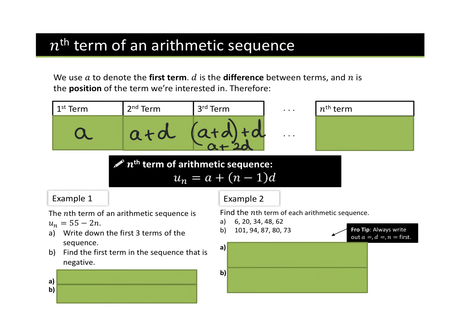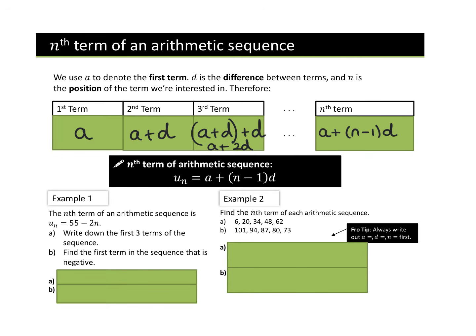So, our nth term, which is the last term of the sequence, or any term of the sequence, is a plus 1 less than that term, multiplied by d. Now, you just have to know this formula. You do not need to know this formula. It's in the formula book, but you will probably end up memorising this formula, even though you don't need it, just because you do.